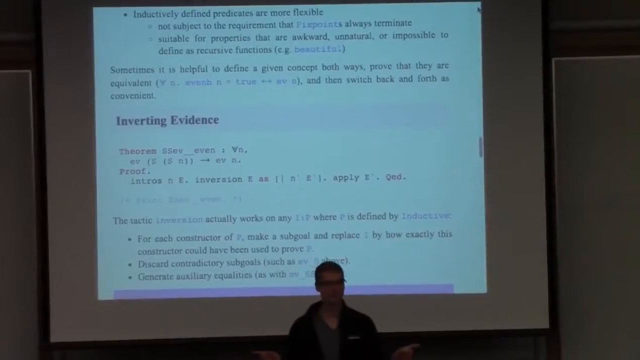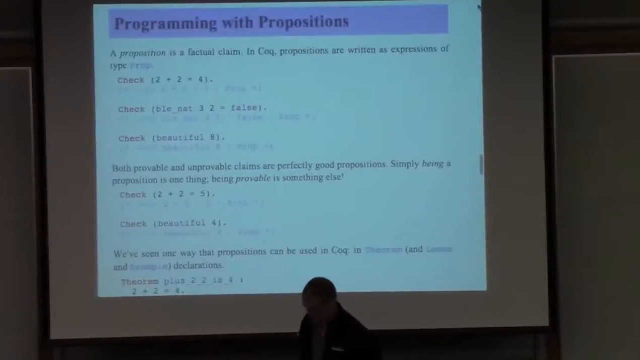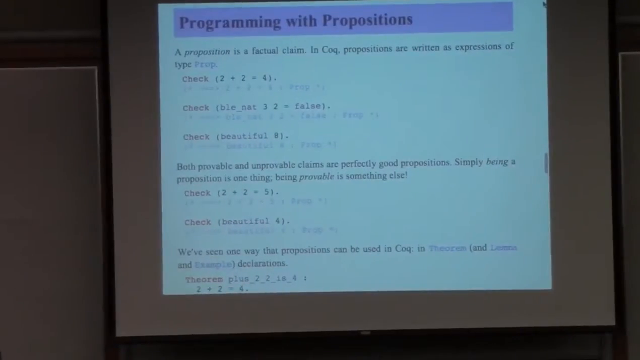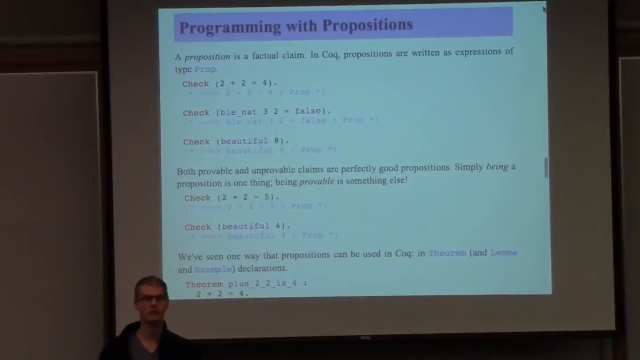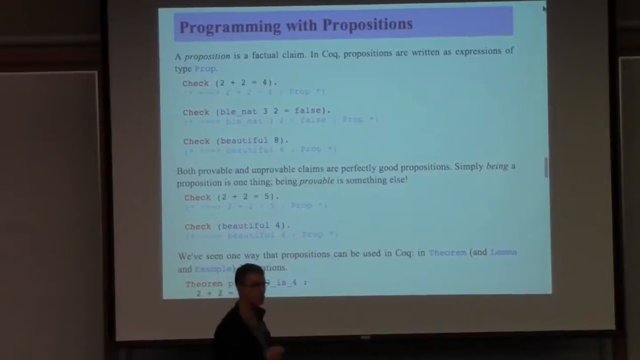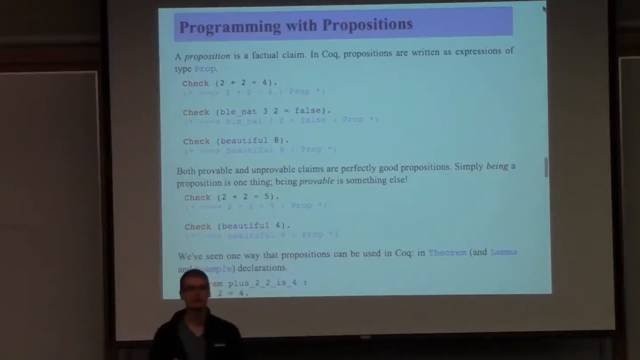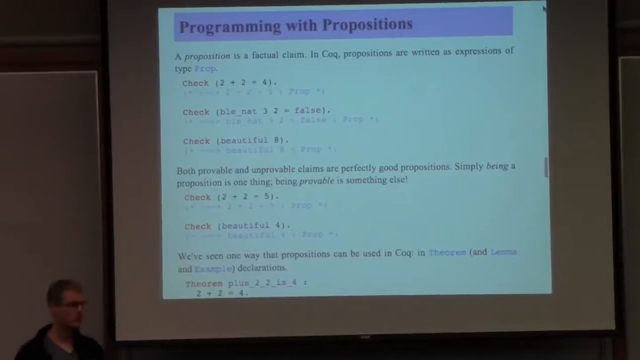Other questions? Okay, new topic, slightly new topic. Propositions themselves, not just the proofs of propositions, but propositions themselves are data structures. And they are things that we can program with. Coq is very orthogonal in this sense. And so, for example, you can write a function that walks over a list and in some way calculates a proposition.